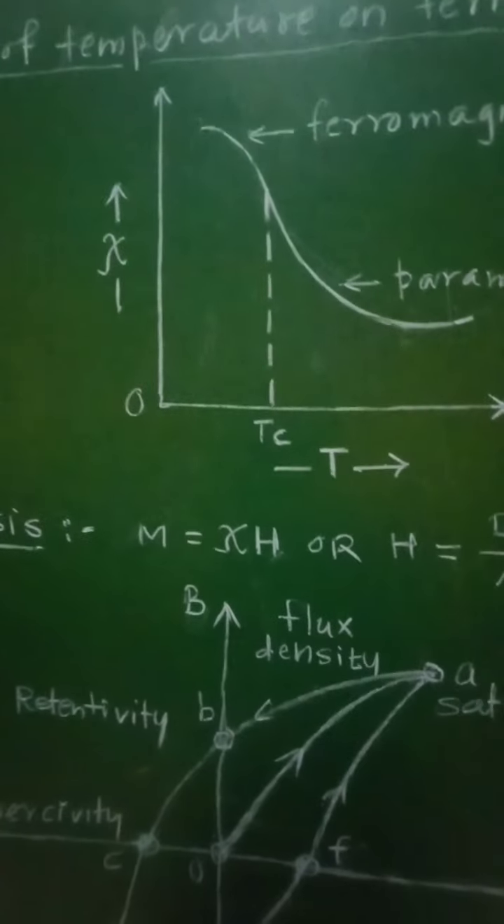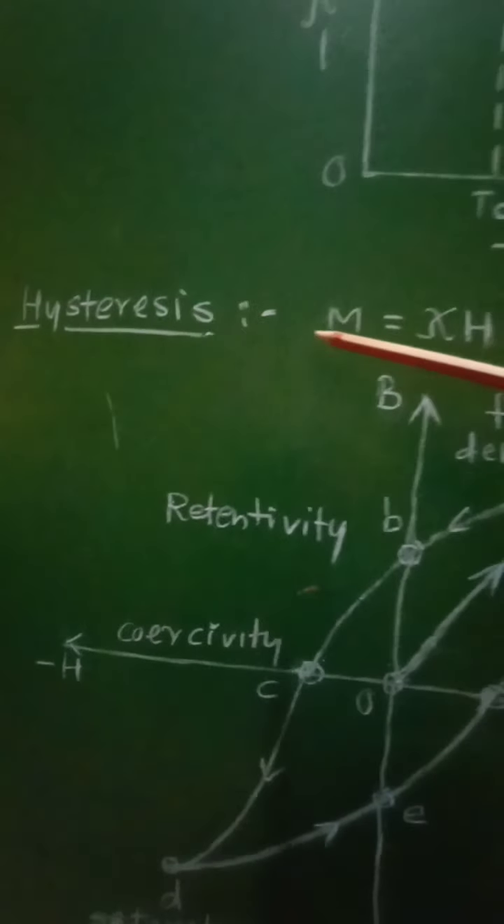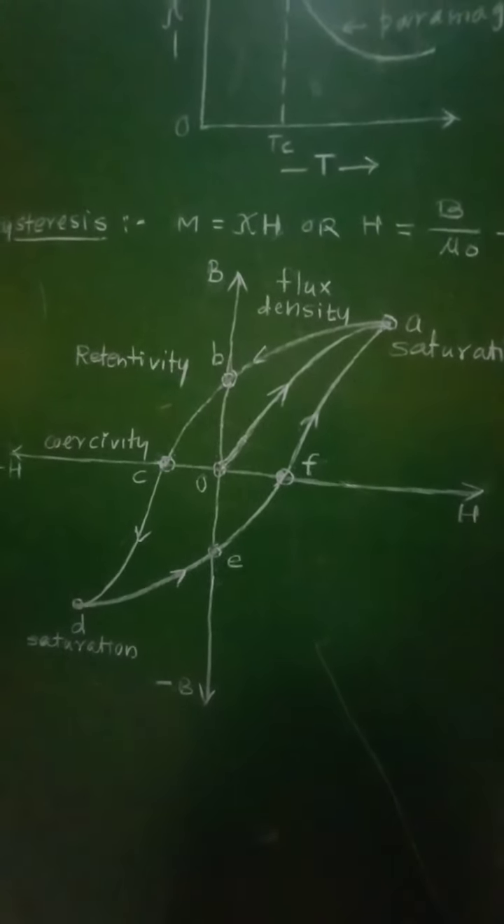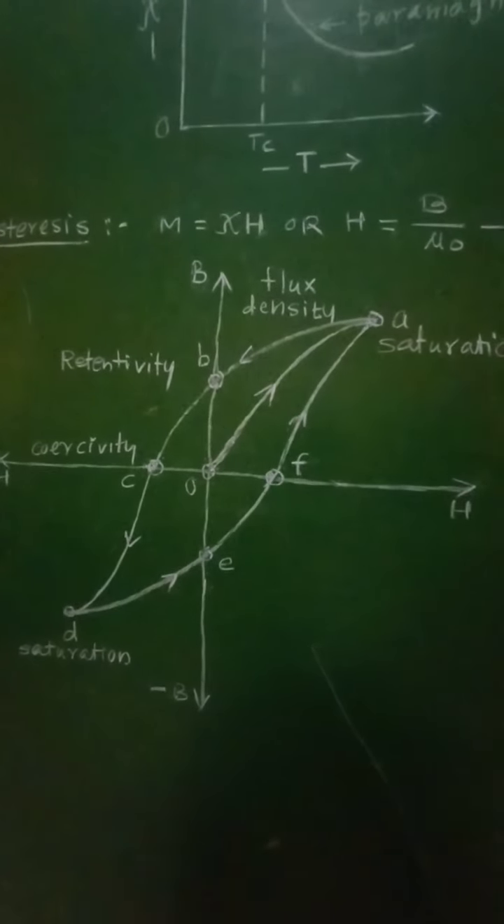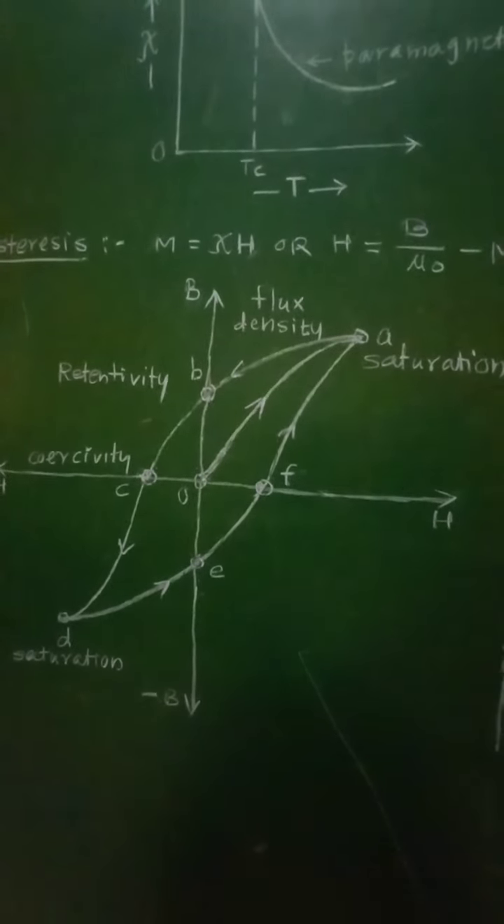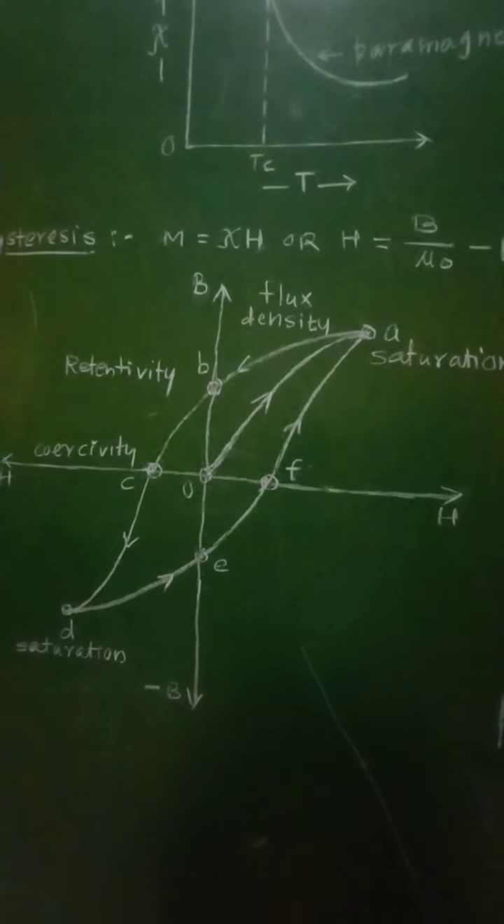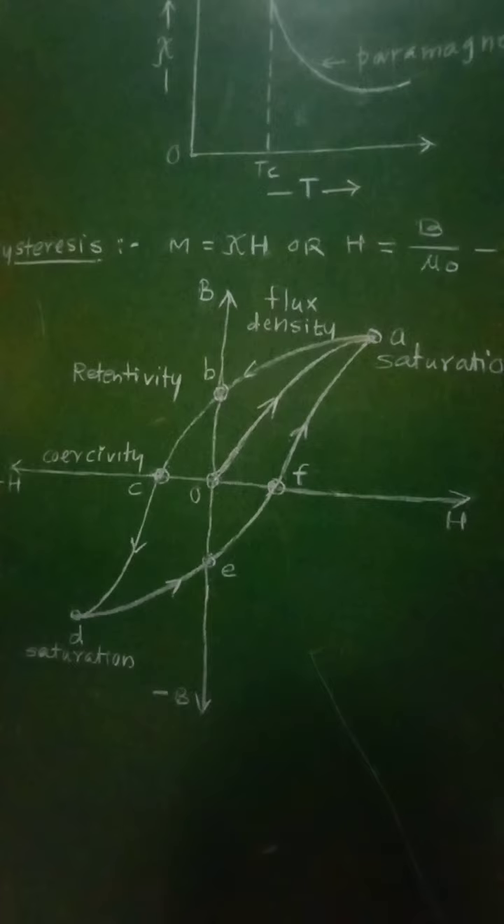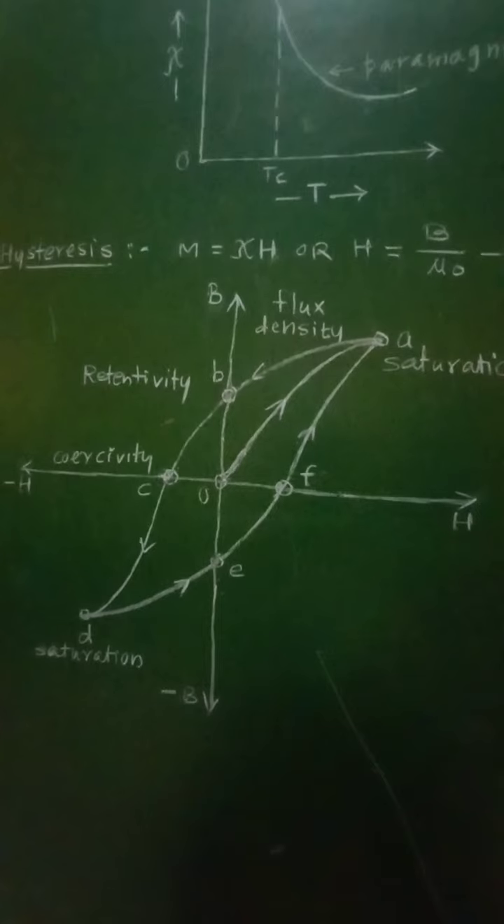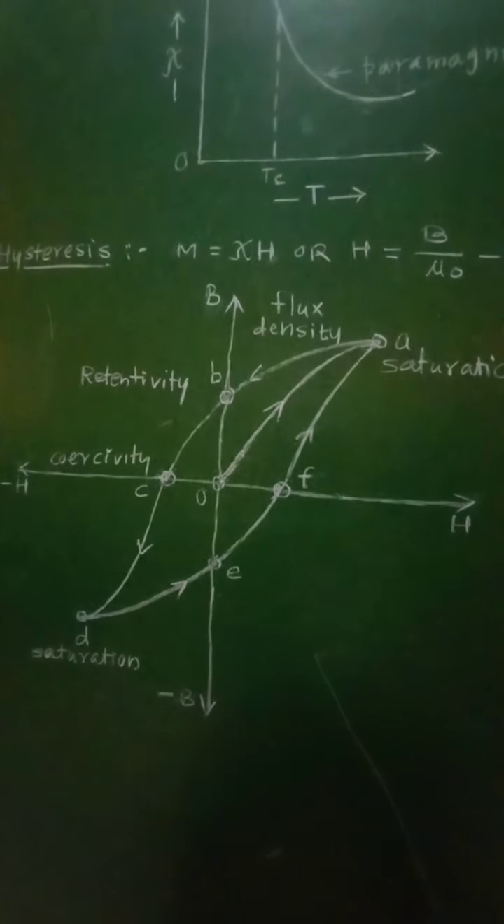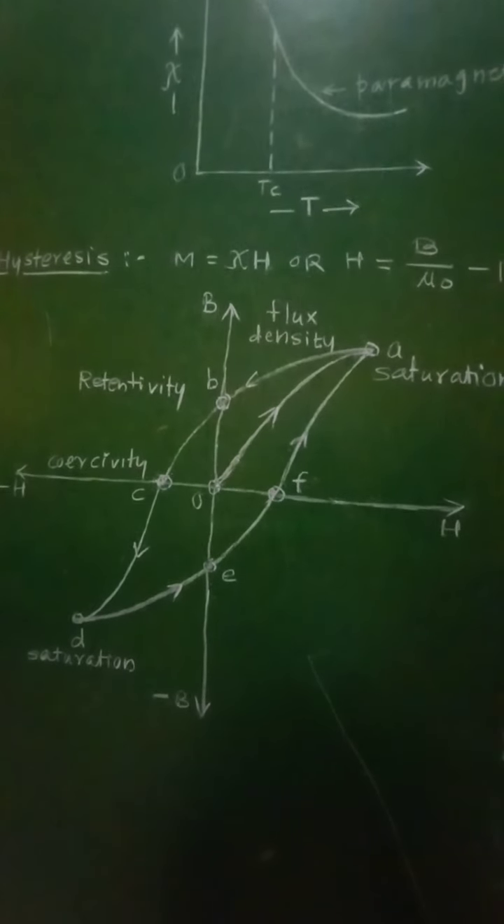And now let us see the next point, that is, what is hysteresis? So this diagram will represent the hysteresis. In order to explain this hysteresis, let us consider an unmagnetized ferromagnetic material in the form of a rod which will be placed inside a solenoid. Now on passing current through the solenoid, the magnetic field will be produced and which will magnetize the rod.